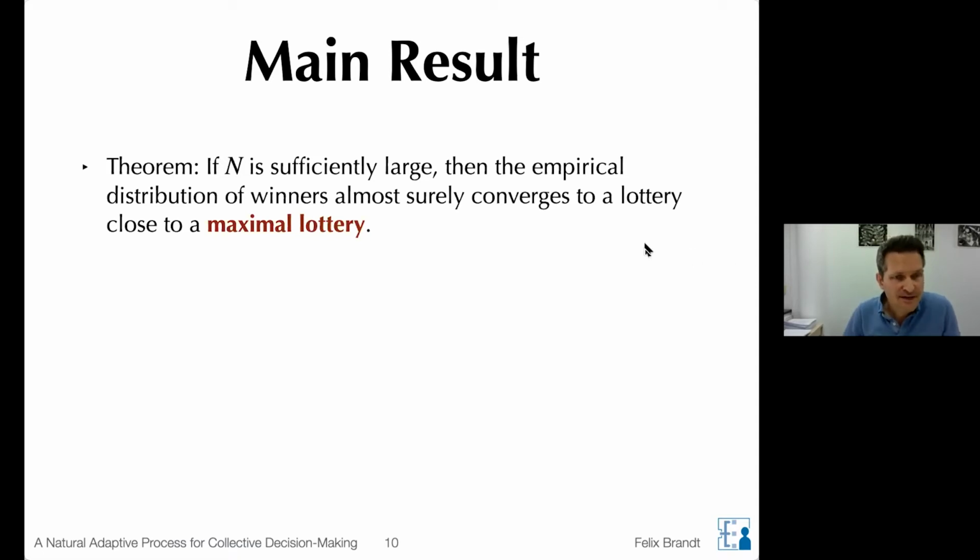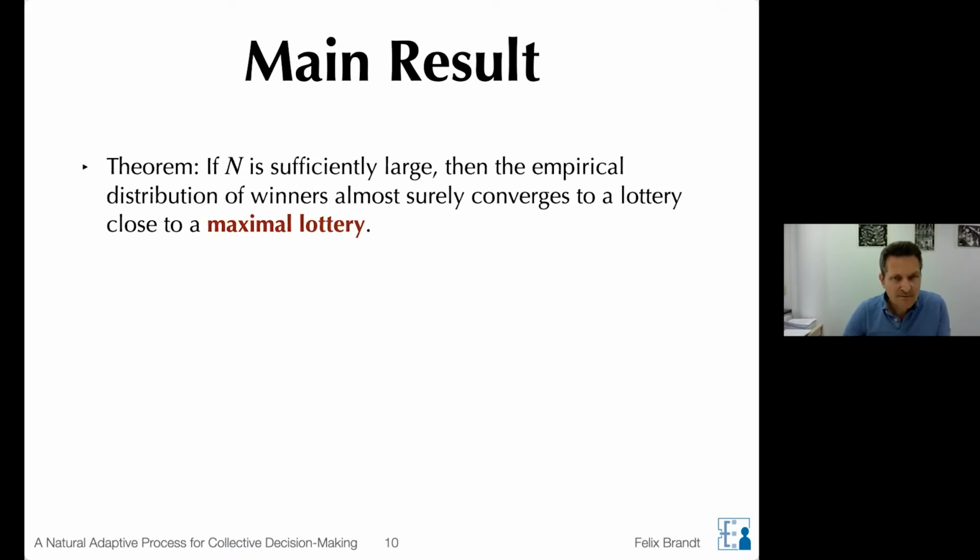And here in this theorem, we say that this process converges to a lottery that is close to a maximal lottery. And as you probably can imagine, how close it is depends on the mutation rate R, because that introduces extra randomization in the process. And the smaller we make the mutation rate, the closer we get to a maximal lottery. However, we cannot set the mutation rate to 0 because, as I already explained, otherwise the process ends up in a degenerate state and it doesn't converge at all.